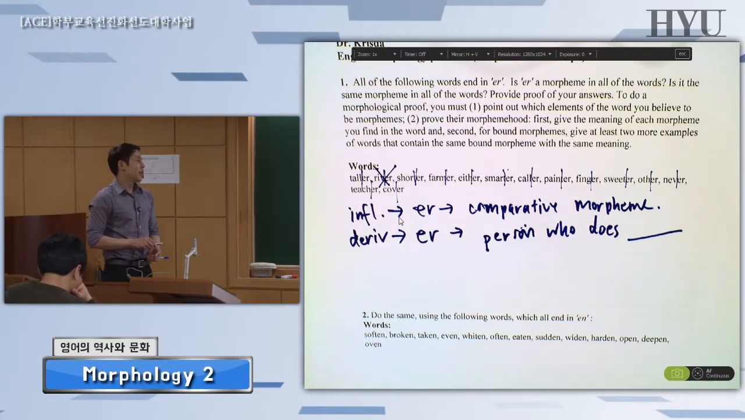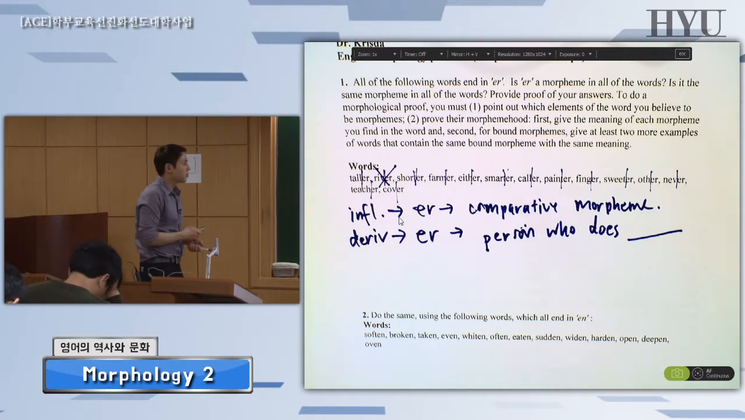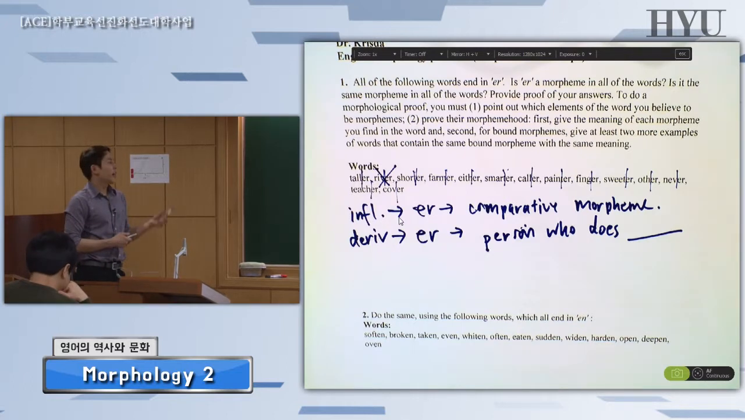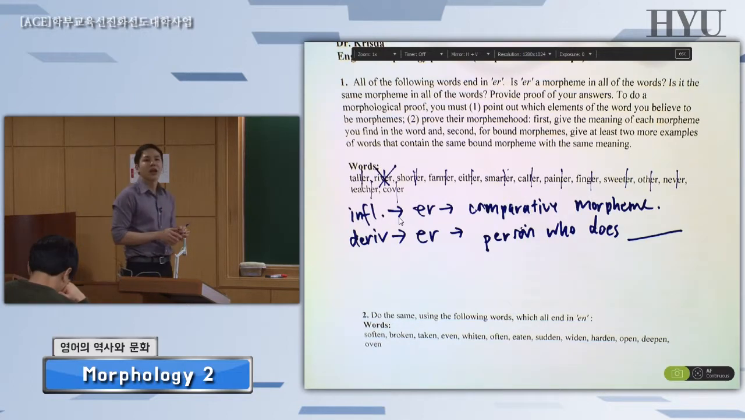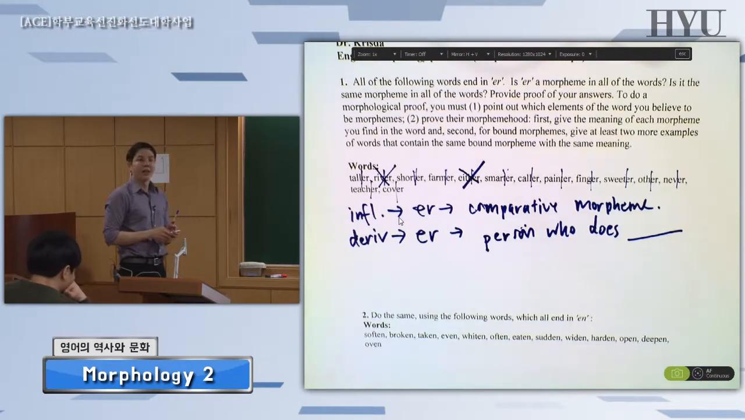Because you have only 8 types of inflectionals, remember? And comparative is one, but this meaning is not one of them, so it's derivational. Next one, either. Do you have a word or a part of a word that is -er? No, right? It's not eith plus -er. Either is just one morpheme. It's not a word that you can separate.